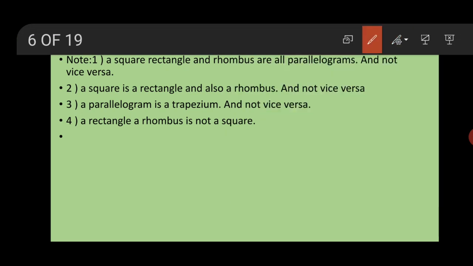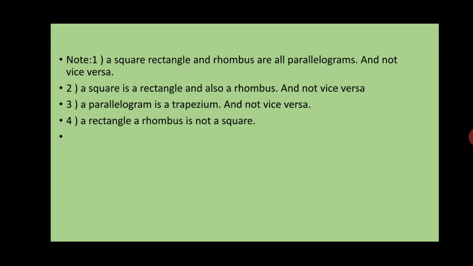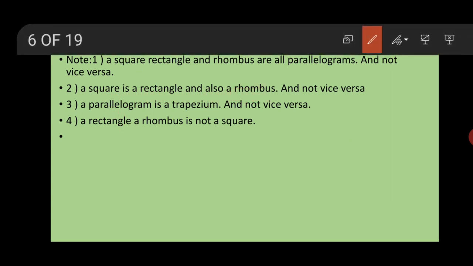What is that? A square is a rectangle and also a rhombus. I will show you. Take one square. You know the property of a square? A square. Is it a rectangle? Is it a rectangle? See here. What is the property of a square?